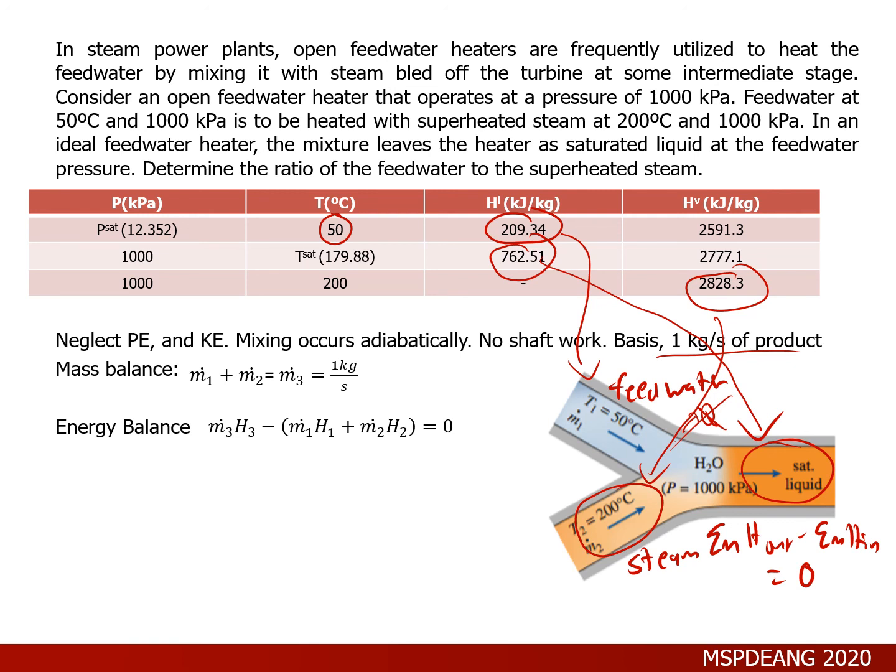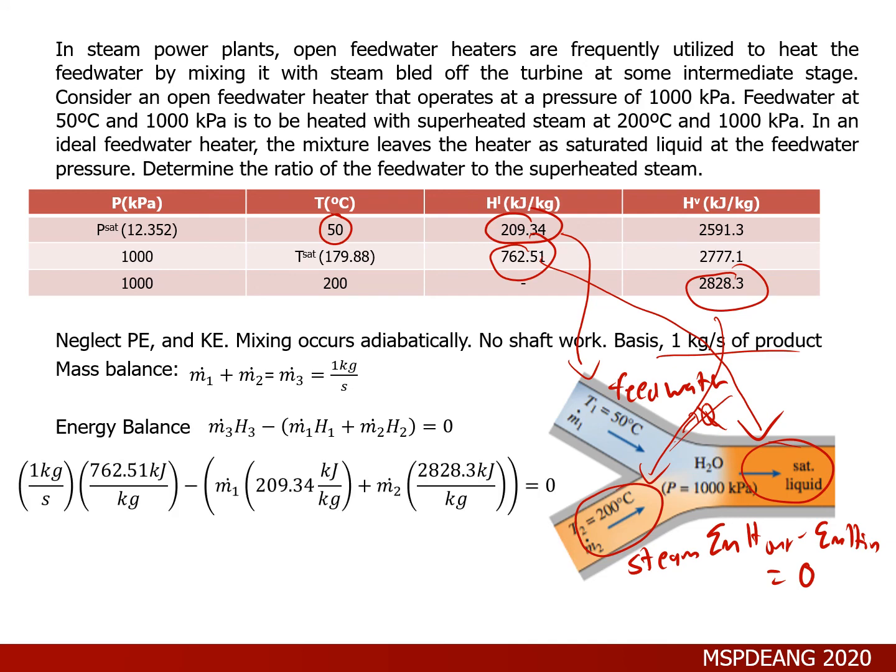Using a basis of 1 kilogram per second of product, you should get that M1 is 0.788 kilograms per second and M2 is 0.2112 kilograms per second. Thus, the ratio of feed water to superheated steam is M1 over M2, which is now 3.73.